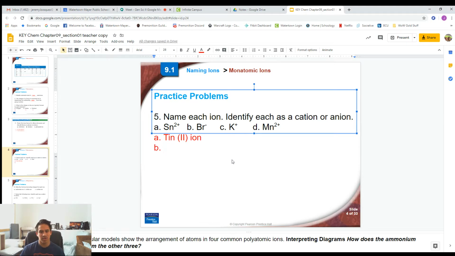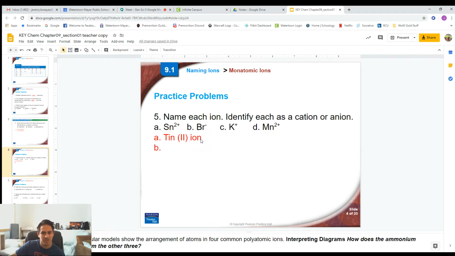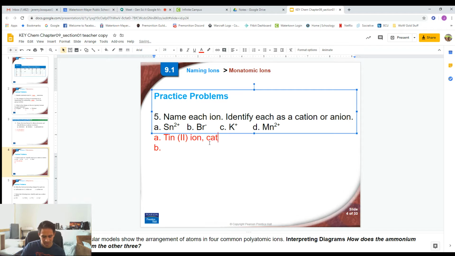For letter B, Br-, that is bromine. I realized we did not identify this as a cation or an anion. This is a cation because it is positive. Br is bromine.